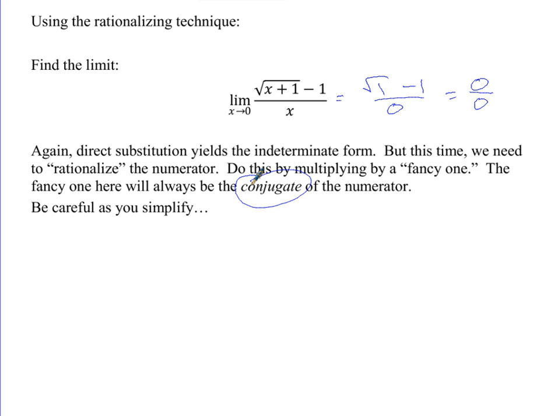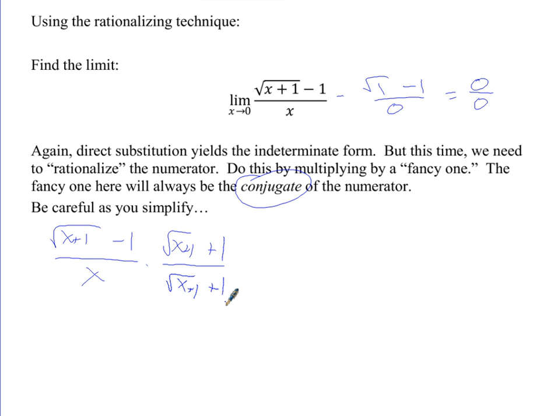Let's set that up. We have the square root of x plus 1 minus 1 over x. Now my fancy one is going to be the conjugate of the numerator. So that will be what? Square root of x plus 1, plus 1, divided by the same thing. It's a fancy one: square root of x plus 1, plus 1.